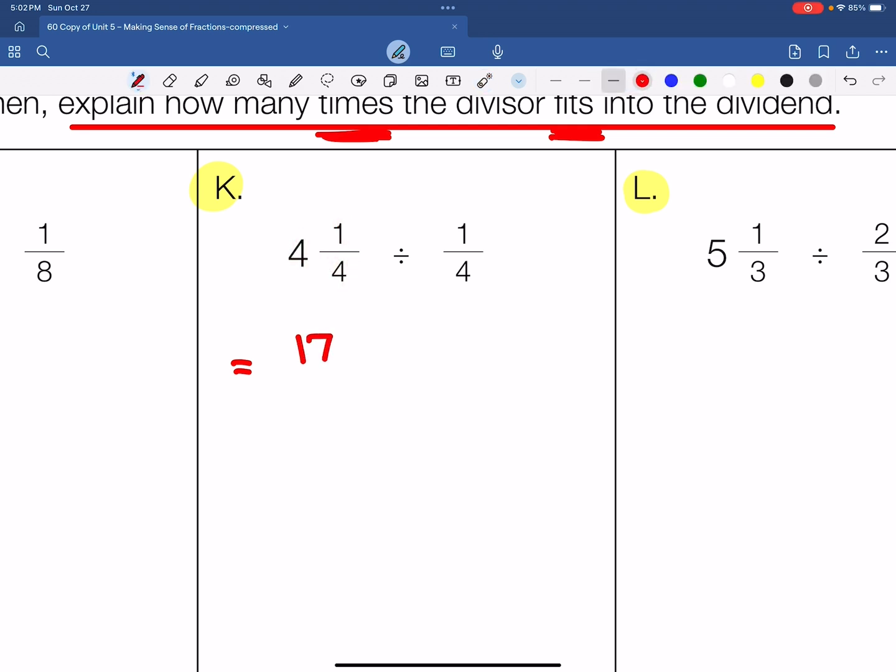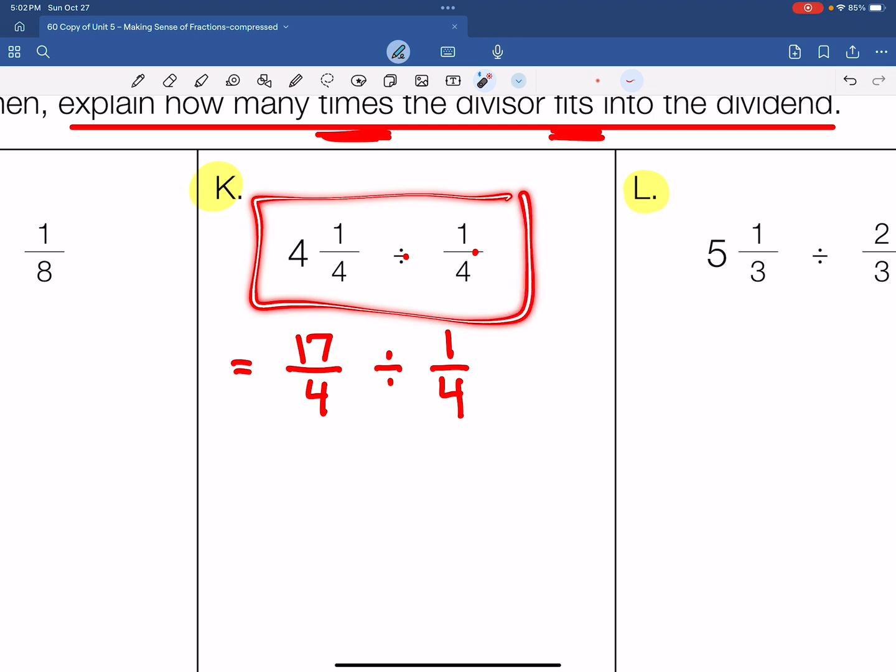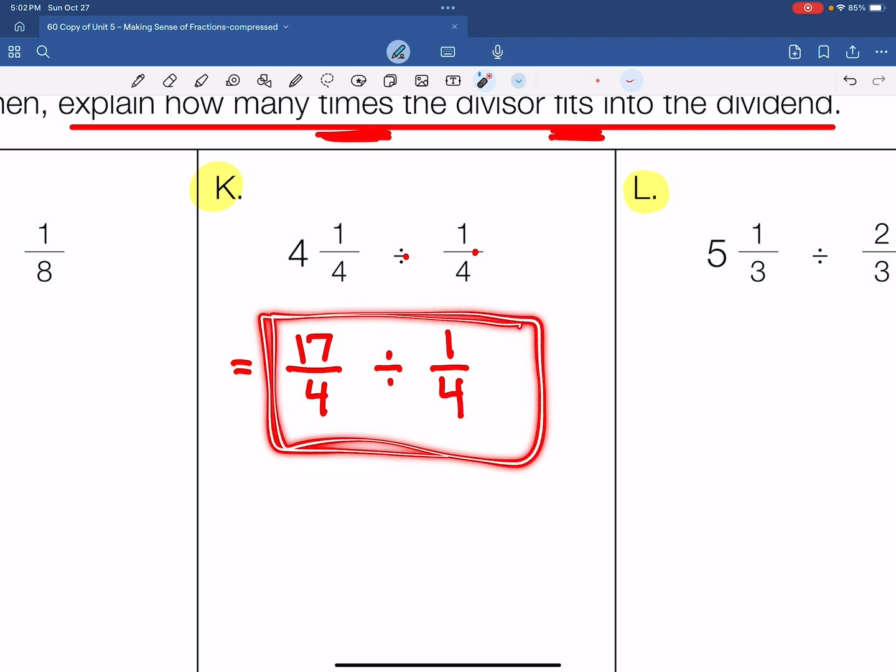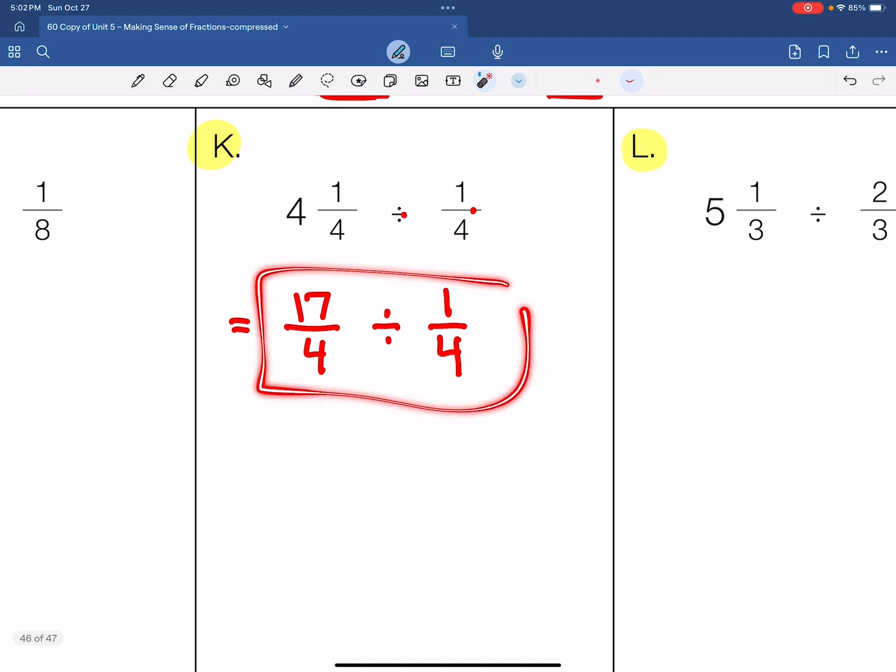17 what? 17/4. Touch the division symbol, bring it down. Touch 1/4, bring it down. And now we started with a very difficult problem that involved mixed numbers, and we changed it into a much easier problem which involves improper fractions and regular fractions. So now we can go ahead and solve this much more easily because there are no mixed numbers involved.